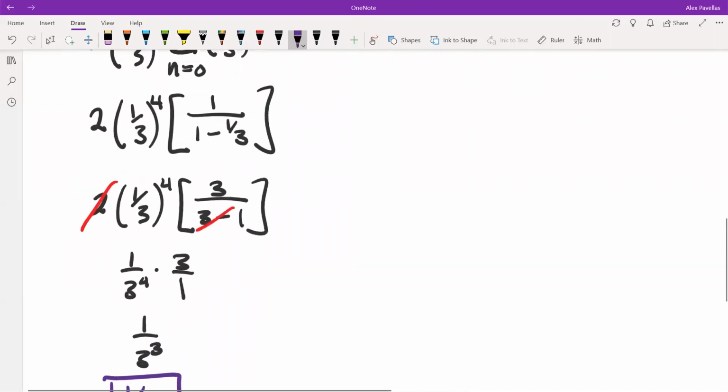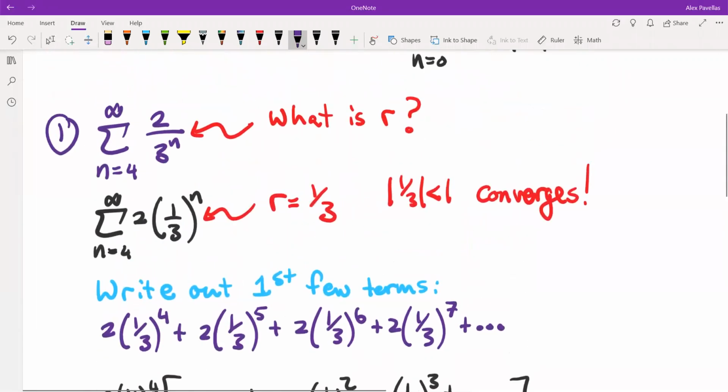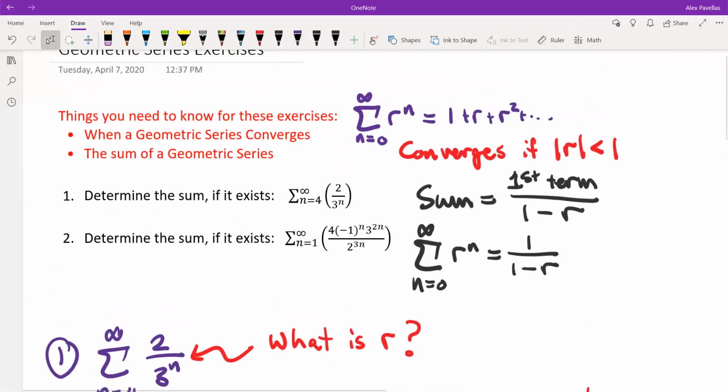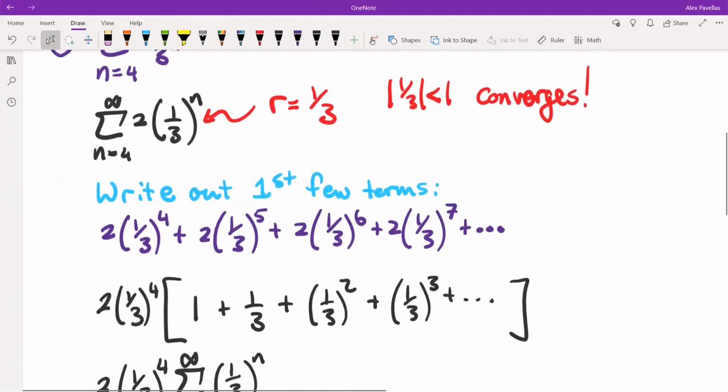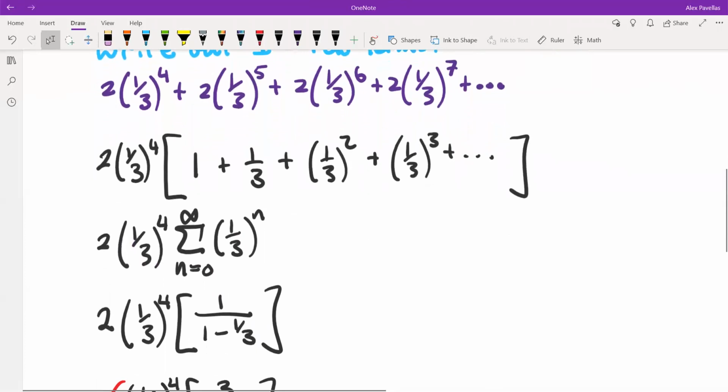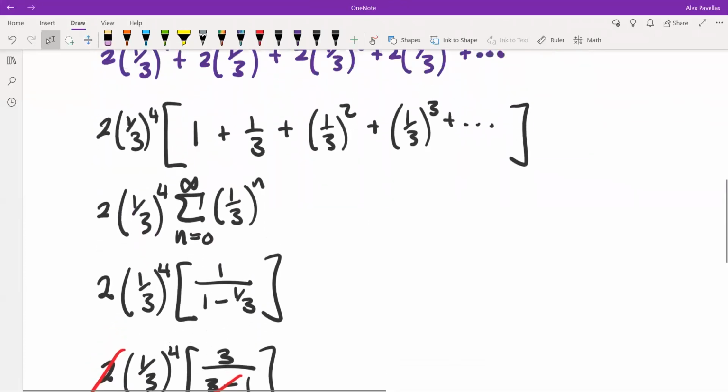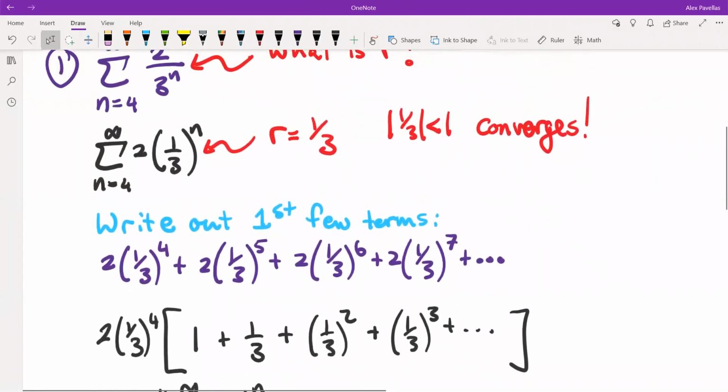And so that was using that second formula here, where the sum from n equals 0 to infinity of r to the n is equal to 1 over 1 minus r. We could have gotten this a lot faster if we just used this first formula here. It's the first term divided by 1 minus r. Because if you notice, once we know what r is, this thing that we factored out front is just the first term. It's what we get if we plug in n equals 4 into here.